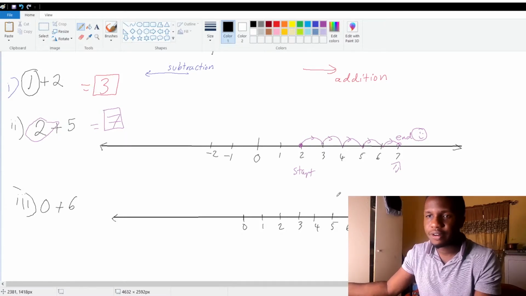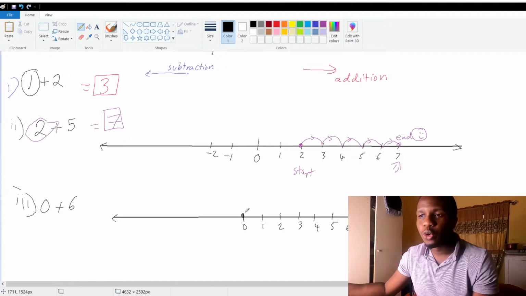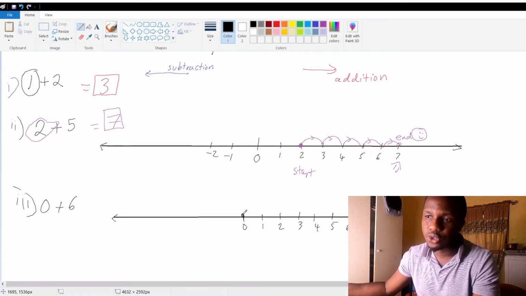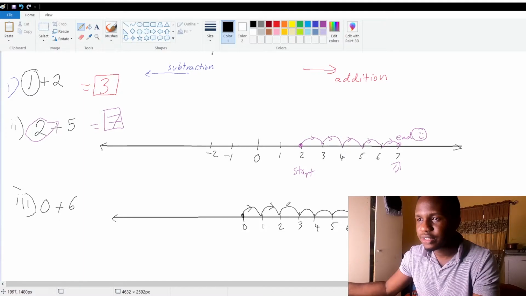Let me stop at 7. So again, the way we do this is we start at 0 and we go how many steps? We go 6 steps to the right. So that's 1, 2, 3, 4, 5, 6. Okay, we went 6 steps to the right.